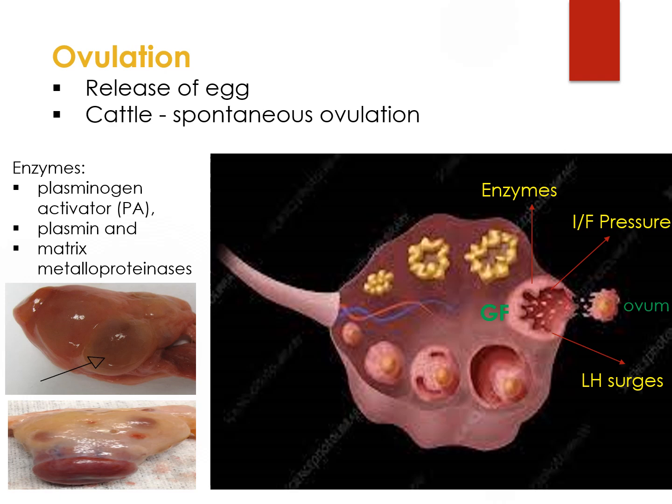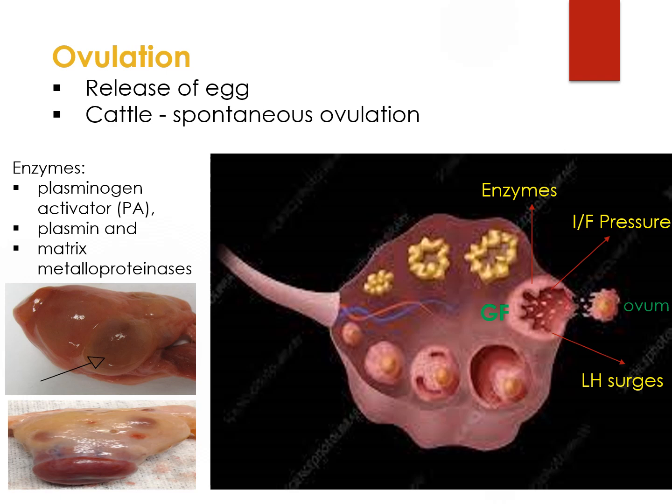If you look at the right side picture, we can see Graafian follicles. We can see a ruptured Graafian follicle that shows the ovulation process. There are actually three factors responsible for ovulation to occur. Number one are the enzymes, proteolytic enzymes that cause the degradation of the follicular wall. These enzymes include plasminogen activator, plasmin, and matrix metalloproteinases.